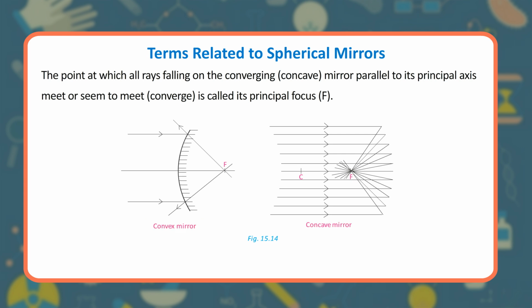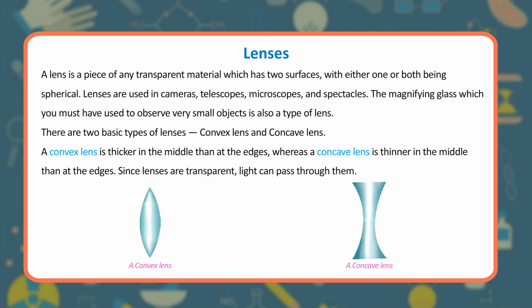Convex mirror, concave mirror. Lenses. A lens is a piece of any transparent material which has two surfaces, with either one or both being spherical. Lenses are used in cameras, telescopes, microscopes, and spectacles. The magnifying glass which you must have used to observe very small objects is also a type of lens.